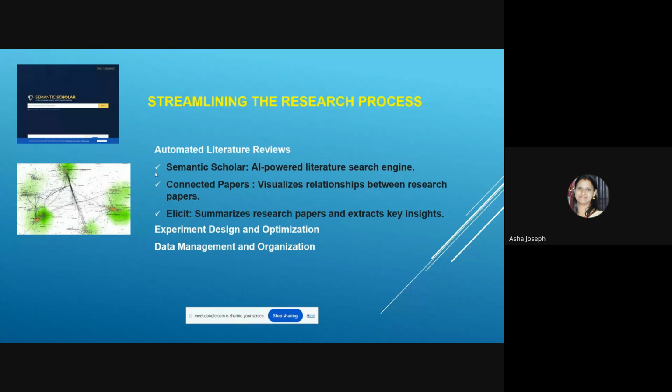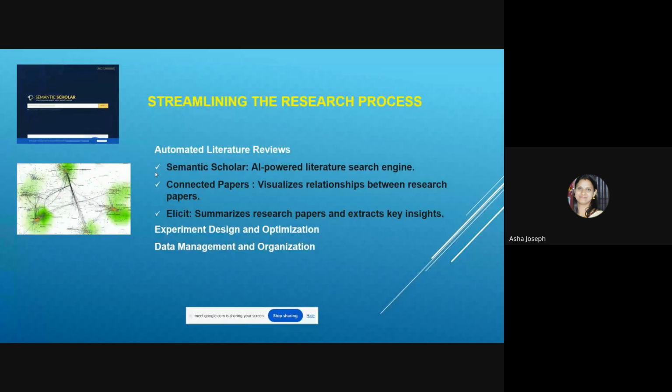When I'm talking about automated literature reviews, AI algorithms can sift through vast repositories of scientific literature, identifying relevant articles, extracting key findings, and summarizing them concisely. Researchers used to take a lot of time doing literature review, sitting overnight through sleepless nights reviewing their own papers. So it was very time-consuming work.